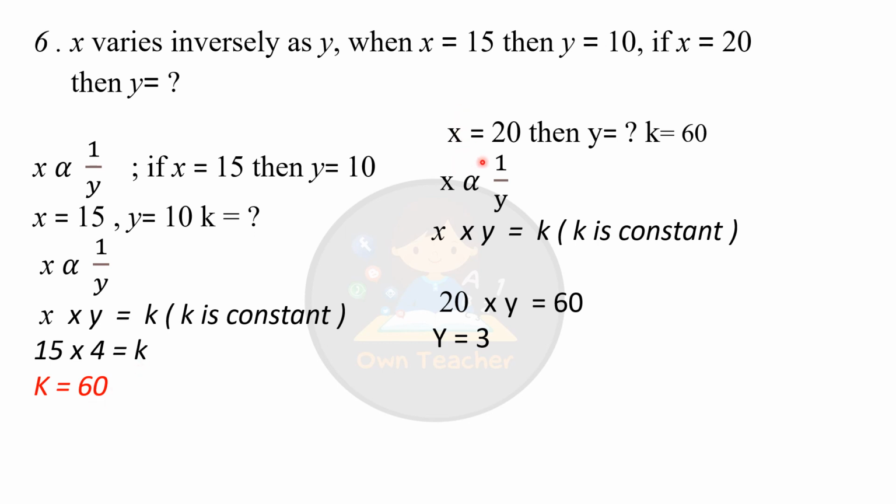Again, x is equal to 20 and we know the value of k is 150. So we will find out the value of y. X is inversely proportional to y. X into y is equal to k. K is constant. Now we will put the value of x 20 and value of k is 150. 20 into y is equal to 150. Here we will divide 150 by 20. So we get the value of y.